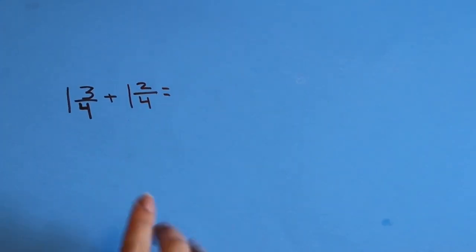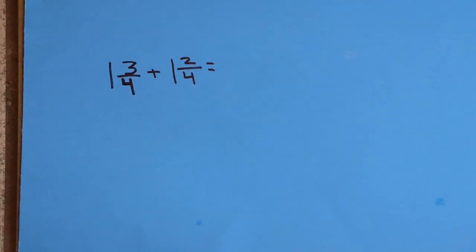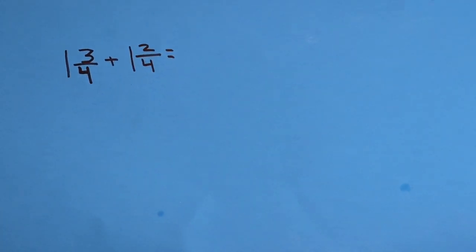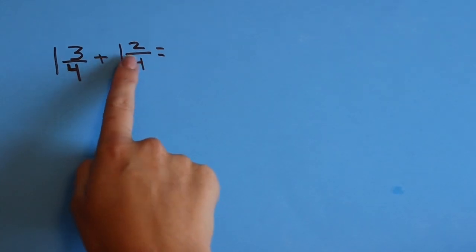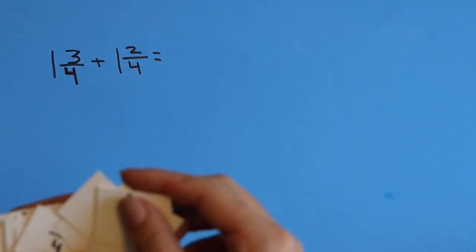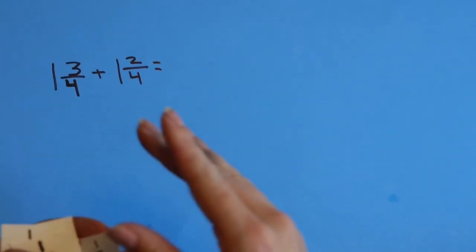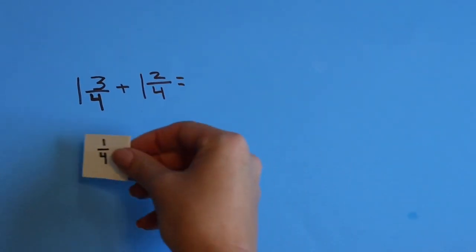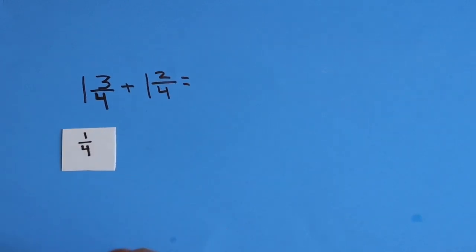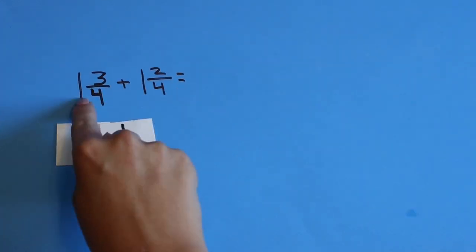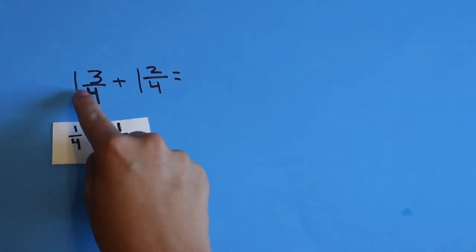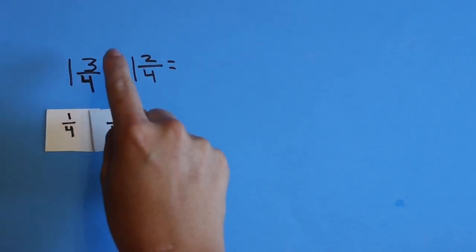So I'm going to show you how to do addition with models really quick. We're going to do 1 3/4 plus 1 2/4. I don't have the fraction strips from school, so I had to make them, so they're not perfect, but it'll help you get an idea. So 1 3/4 as a model. Remember, 1 whole with 4 as the denominator equals 4/4.